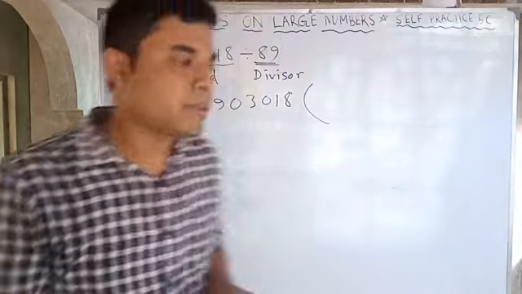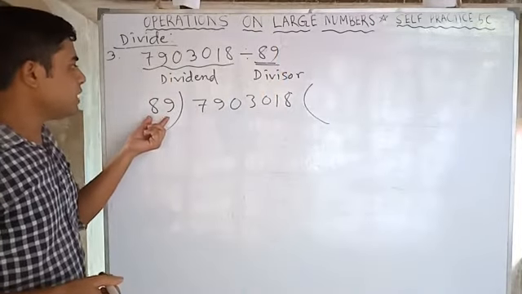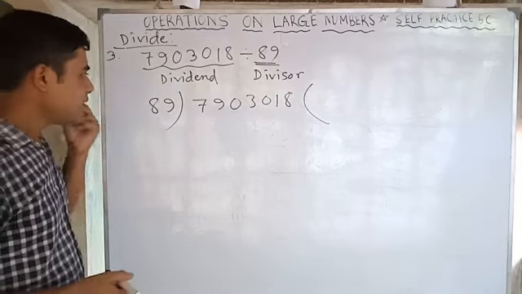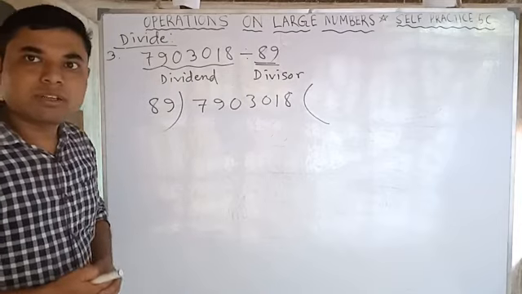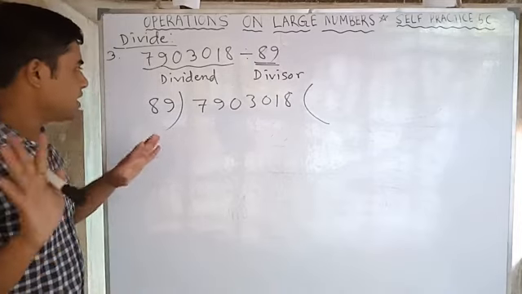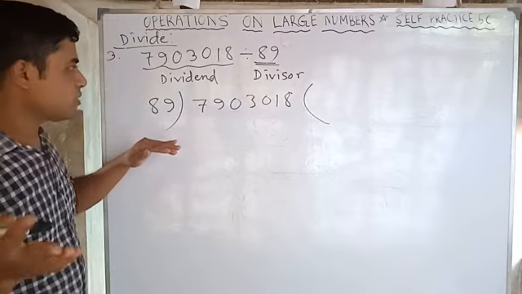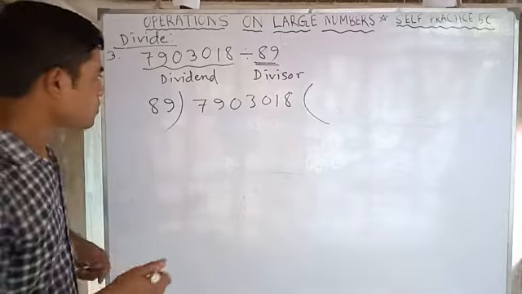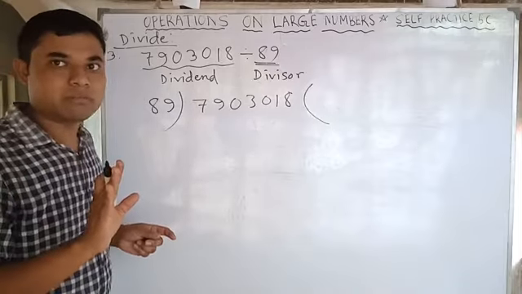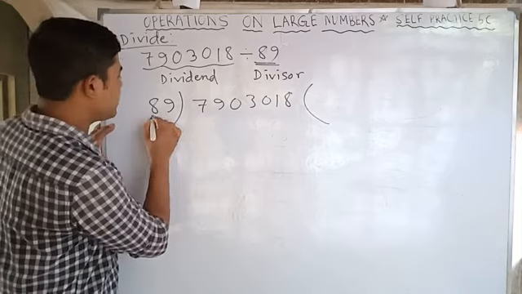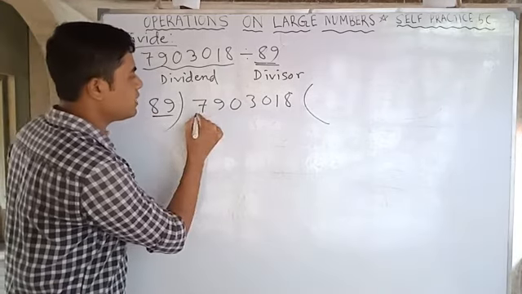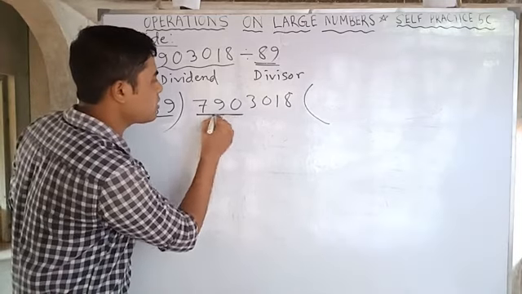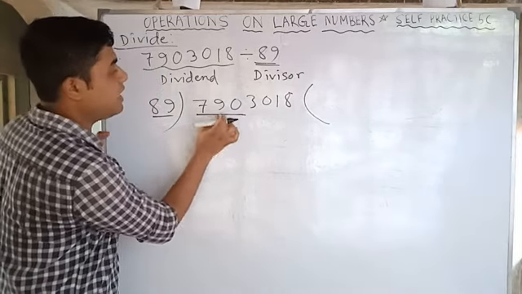Is it clear? Okay, so when you divide, you are counting the table of the divisor. But the 89 table, you know, this is quite impossible. If you know it, that is good, but how to do it? No need to remember the table of 89. Is it clear? So first we will see how many digits are in the divisor. 2 digits.